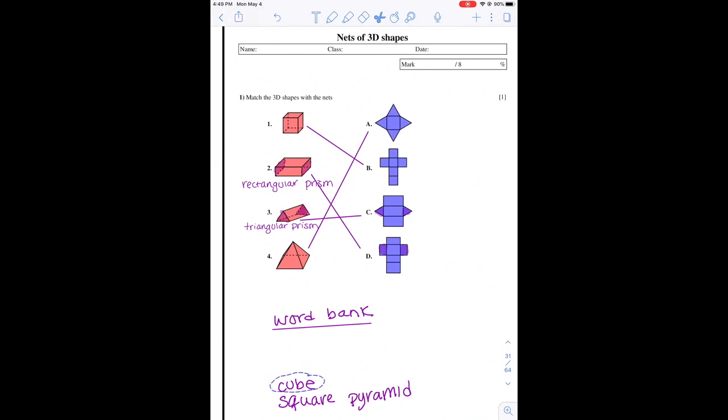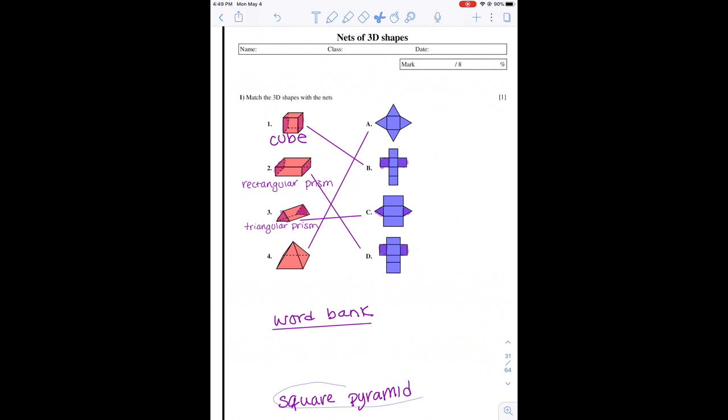The cube is number 1. That's like a special type of rectangular prism. Cubes are rectangular prisms. It's just a special case where all the sides are squares. So maybe if I'm saying that these 2 are the bases, perhaps these would be these 2 in the net. But all the sides are the same, so it doesn't really matter.